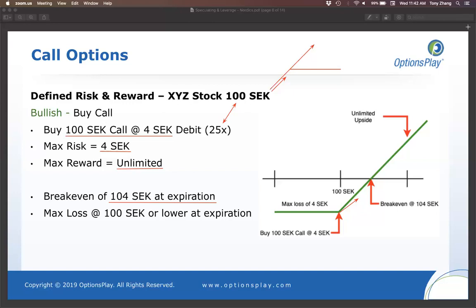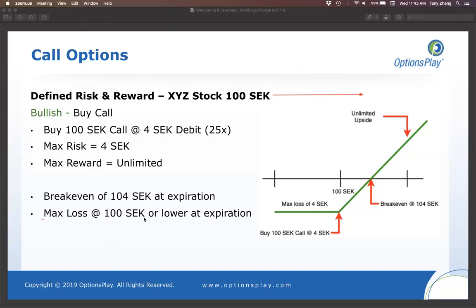So I just want to make sure everyone understands the limitations of a call option, because yes, it does give you leverage. Yes, it gives you unlimited upside while limiting your risk to only 4 crowns a share, but you have to call the direction correct and the magnitude in order to make money. If this 100 crown stock, instead of going up as you expect, just goes sideways, it doesn't move higher, it doesn't move lower, guess what happens? You actually lose 4 crowns.